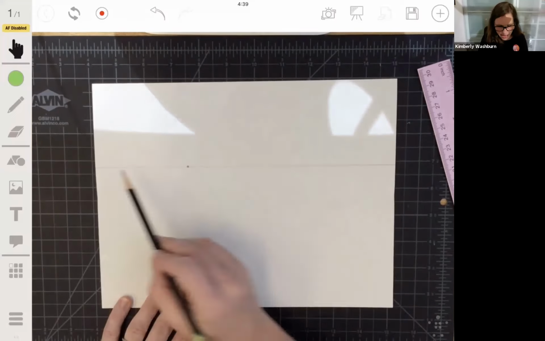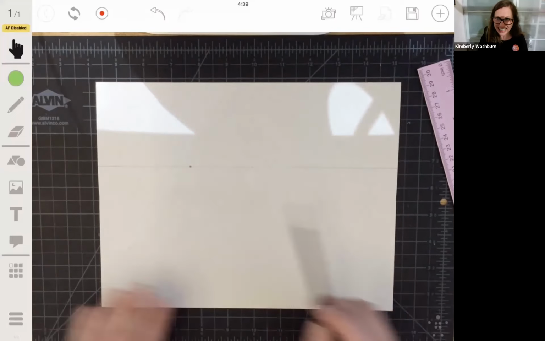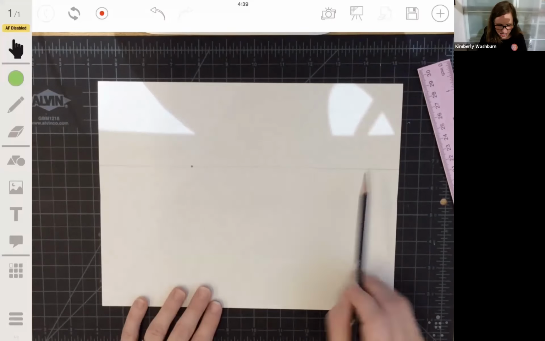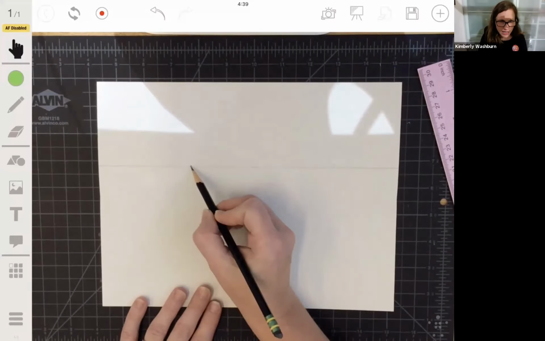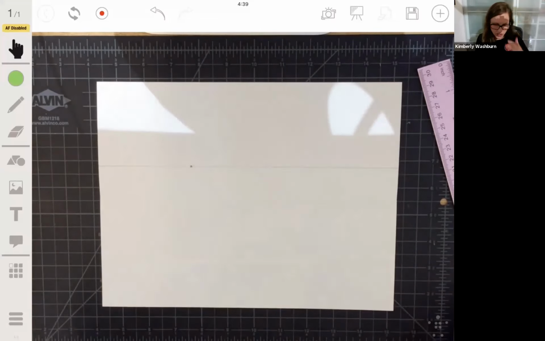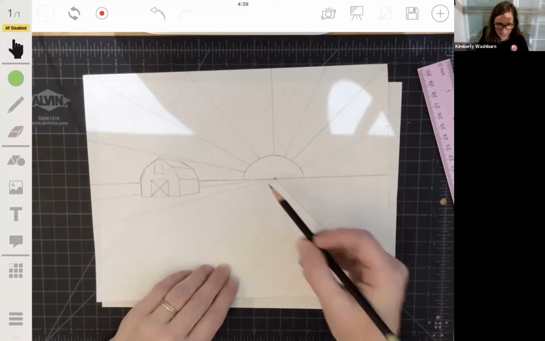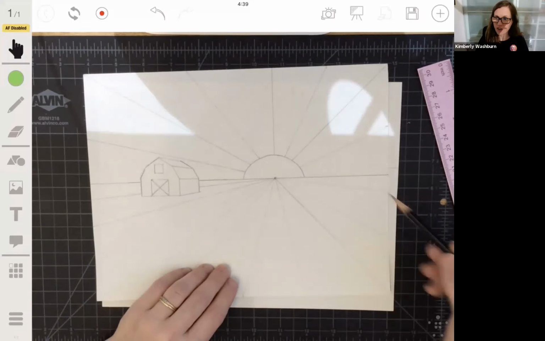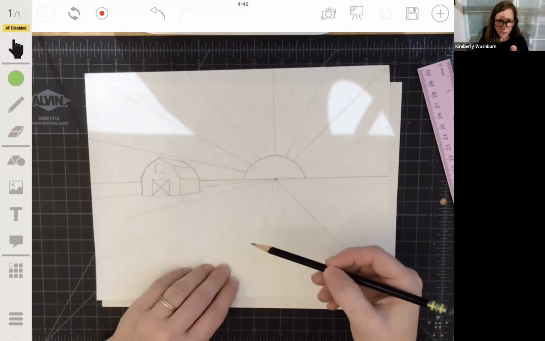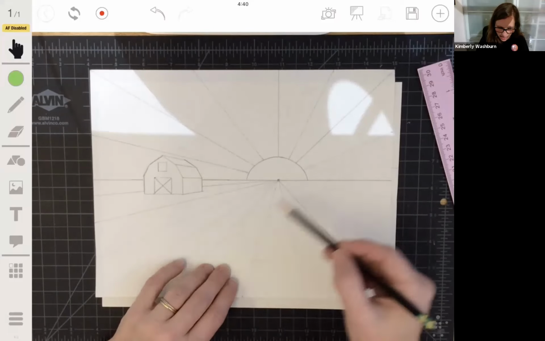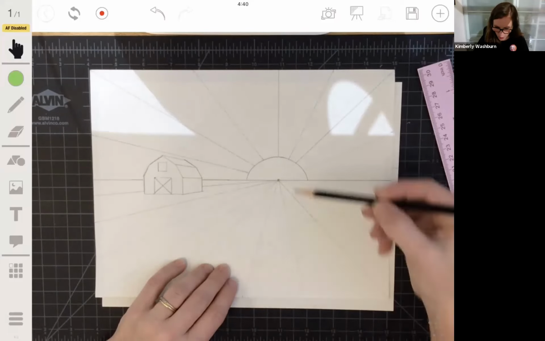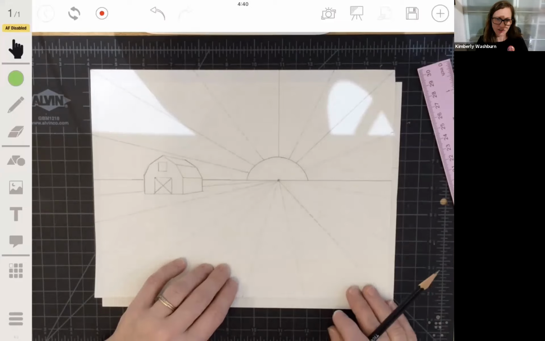Okay. So back to the drawing we're doing together. We have a horizon line and we have a vanishing point. Now the first thing I want to do is start putting down the lines of my rows of farmland. So this is a farm we're drawing, so we need those agricultural farming rows that you might see on a farm.